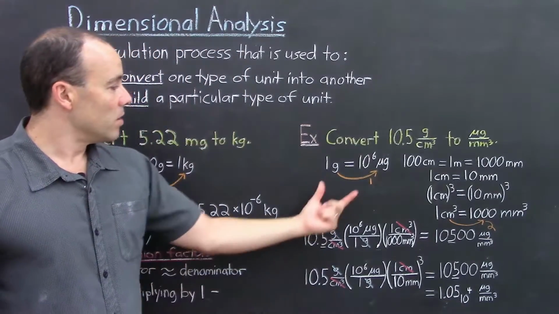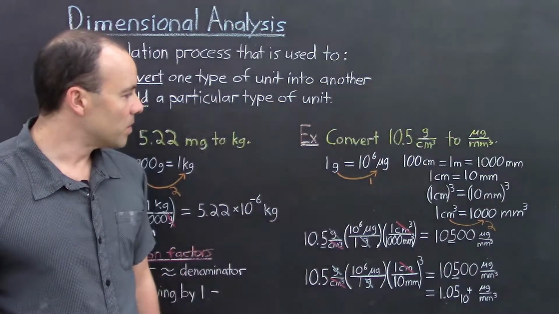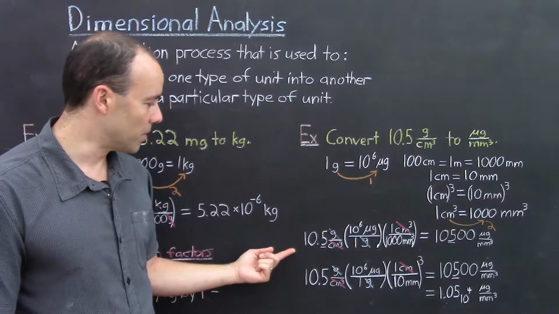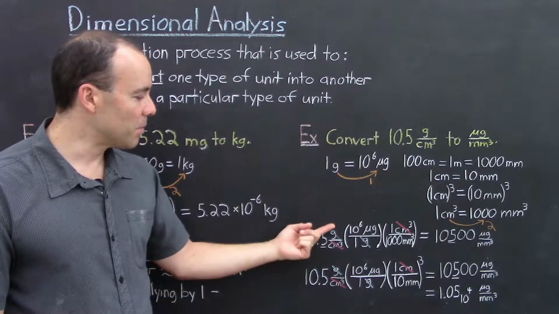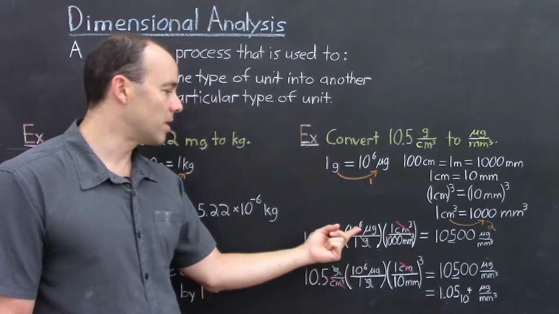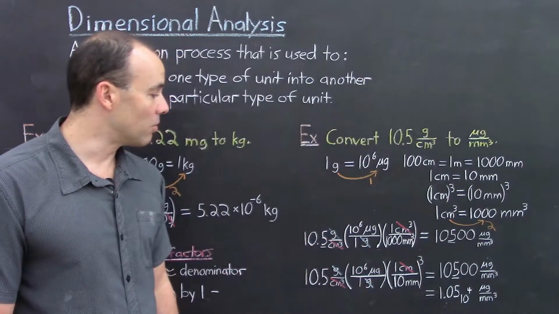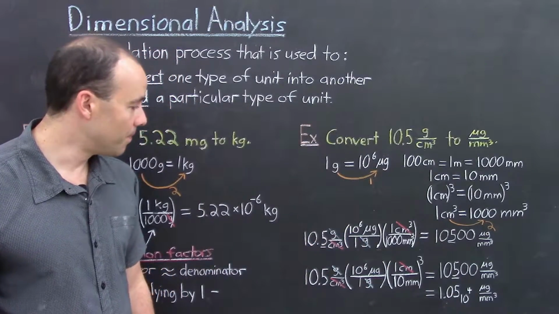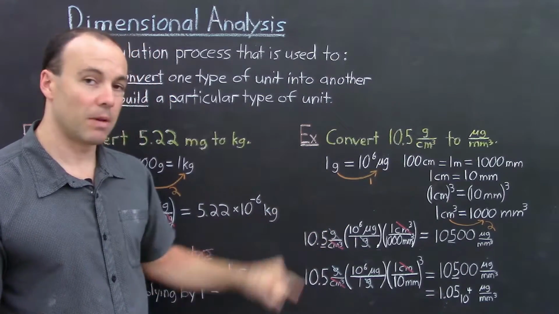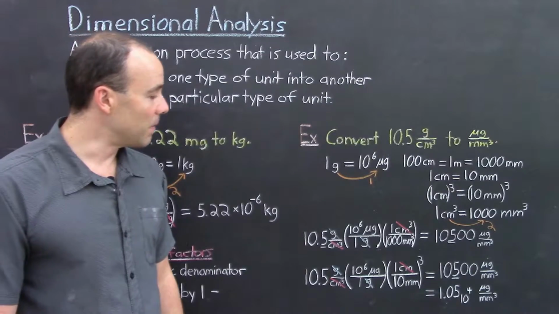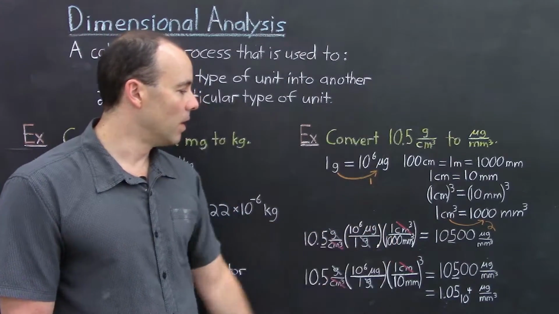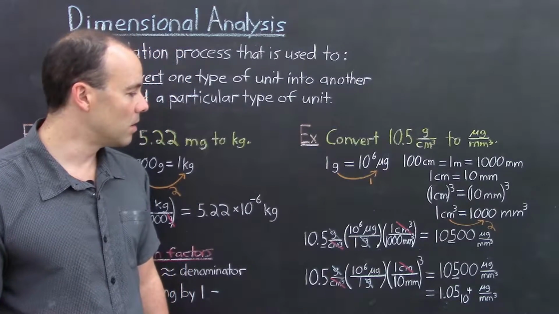You use the relation to build the conversion factor. So you convert one unit at a time. Let's convert the numerator unit first. 10.5 grams per centimeter cubed multiplied by this conversion factor, which is 10 to the 6 micrograms per gram. And when you do that, you cancel the gram units, and you're left with microgram up top. Multiplying by the second conversion factor, which is 1 centimeter cubed over 1,000 millimeters cubed.